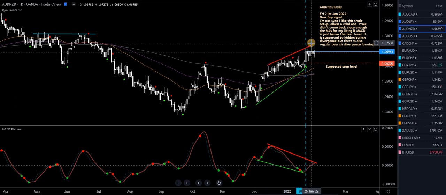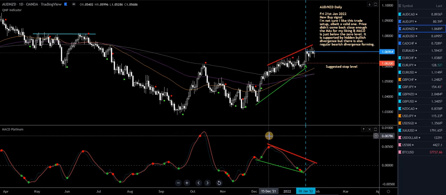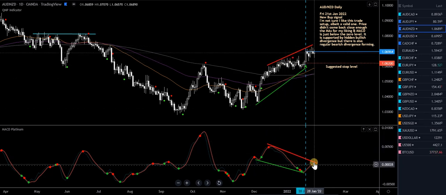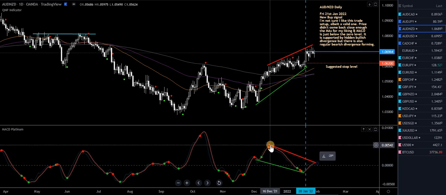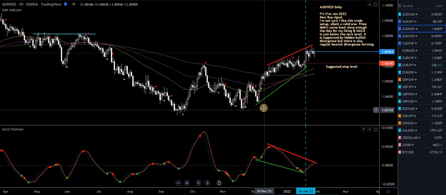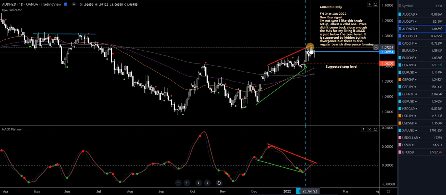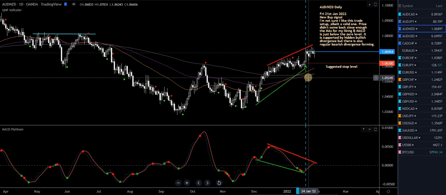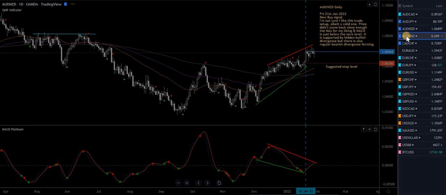You've got potential regular bearish divergence forming. You see prices going up, getting higher, higher, and the MACD Platinum is not following it. So if it wasn't divergence, this would be higher than that high there. The initial trade was based on hidden bullish divergence, but it's probably run its course. It's just not a great setup, but it was valid, so we took it.